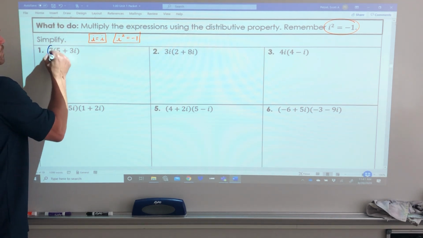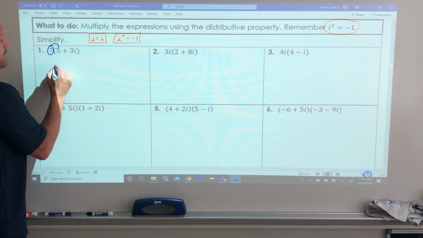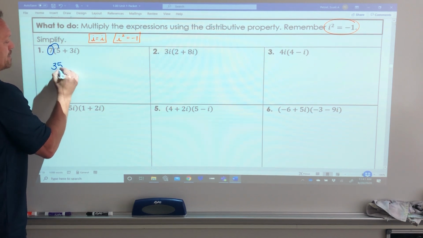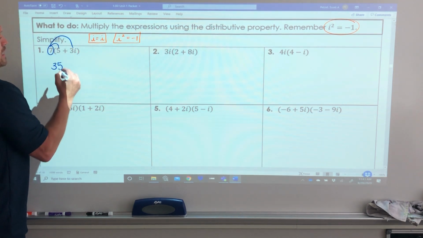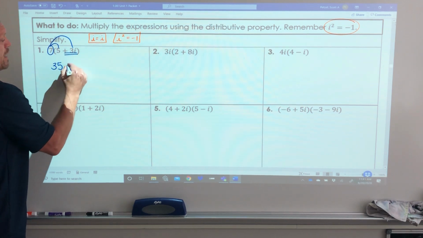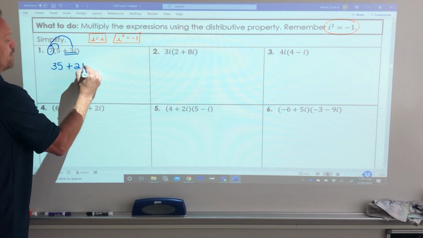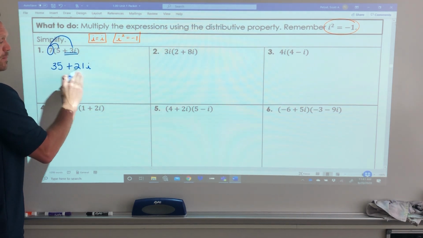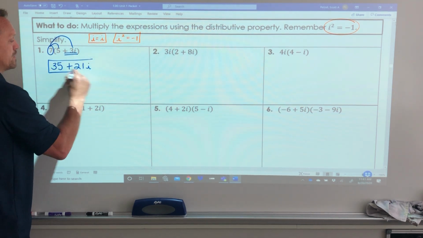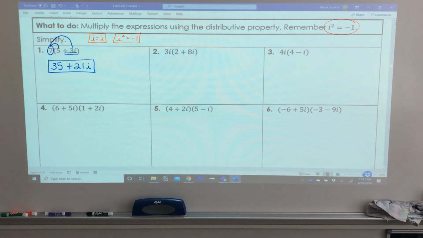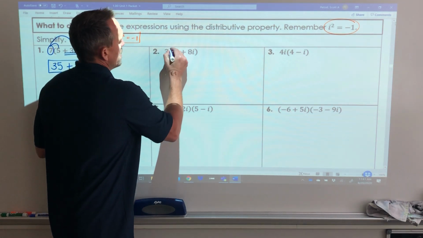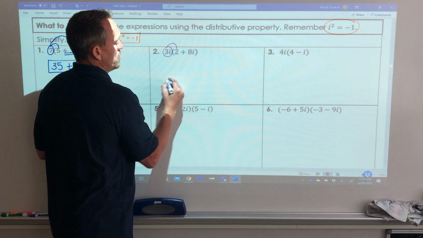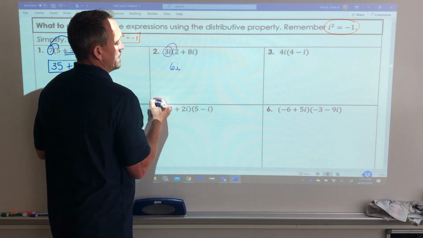So, again, we're going to go 7 times 5, distribute that, is 35. 7 times positive 3i is 21i. Real number, imaginary number, no like terms, done. Those are the easy ones. Those are the nice ones. Let's roll, let's roll, let's roll. 3i times 2, 6i.